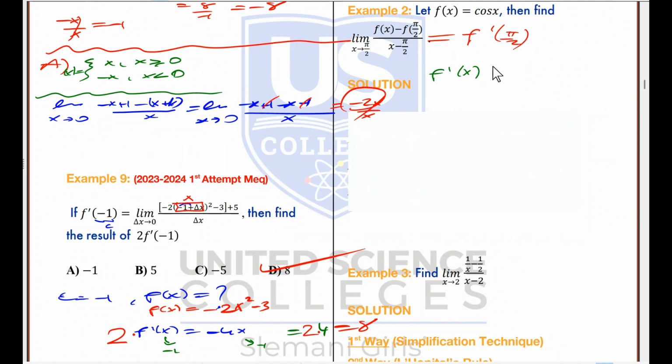So what's the derivative of cosine x? It's negative sine x. So what I need is x to be pi over 2. So plug in pi over 2 for x. What is sine pi over 2? It's 1. I have negative in front. It's negative 1.